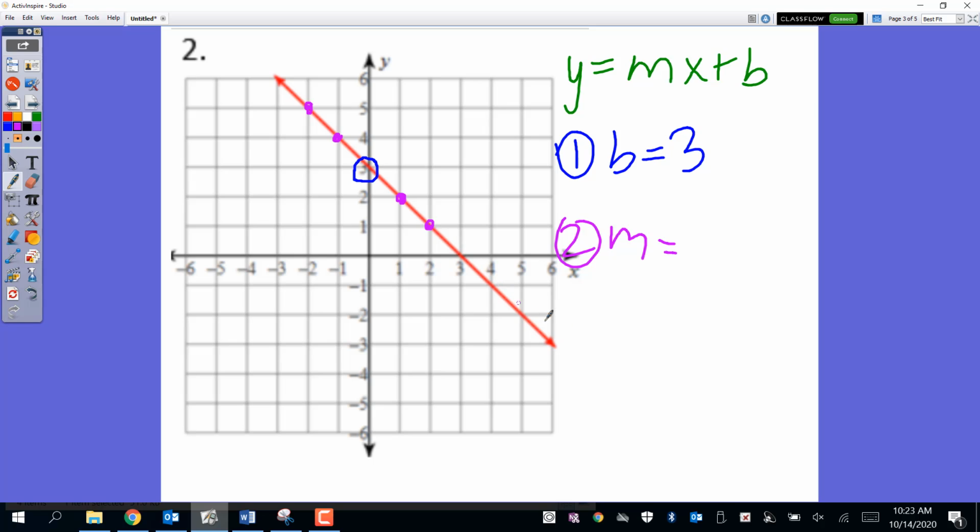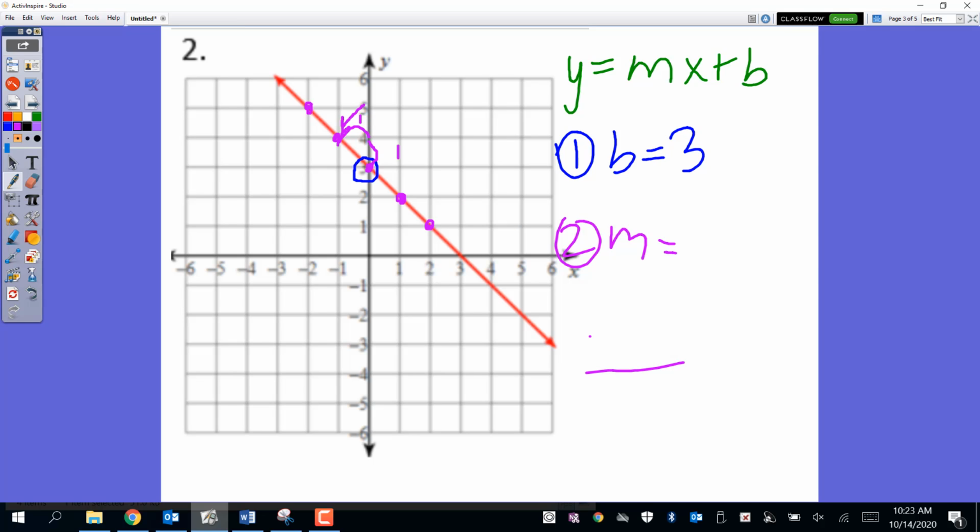There are more, every single one is a point. I'm going to pick this one as my other point. And we know I've got to count. So I'm going to start here and count to get to that point. I went up 1 and to the left 1.